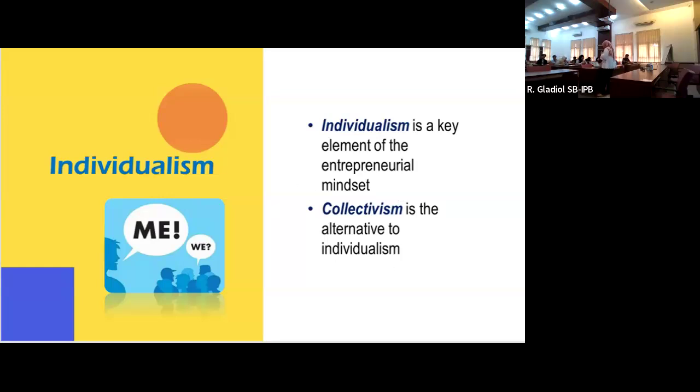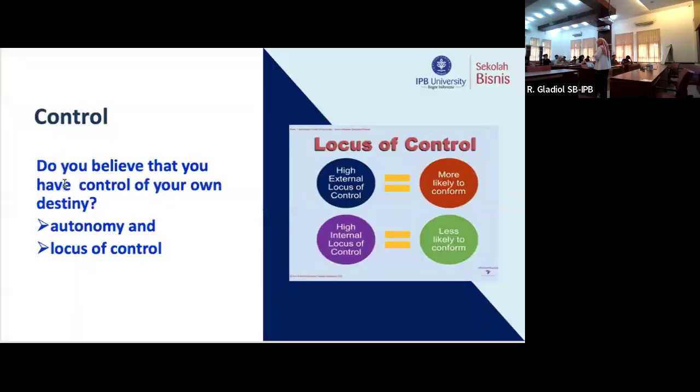Okay, so a lot of entrepreneurs right now collab with someone and so on, because collectivism can complement individualism. Okay, and then the next one is control.